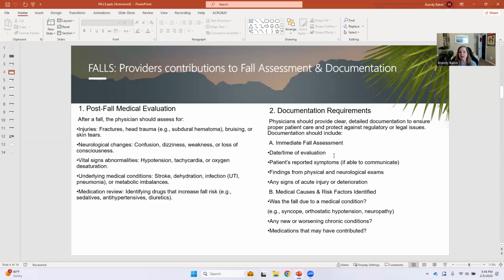The date and the time of the evaluation. So maybe you didn't get to chart it until 8 o'clock that night and you were evaluating the patient at 7 in the morning. That date and time of that evaluation is critical. Any symptoms that they have, if they're able to communicate, findings from physical and neurological exams. And then are there any medical causes or risk factors that we identified prior to them falling?